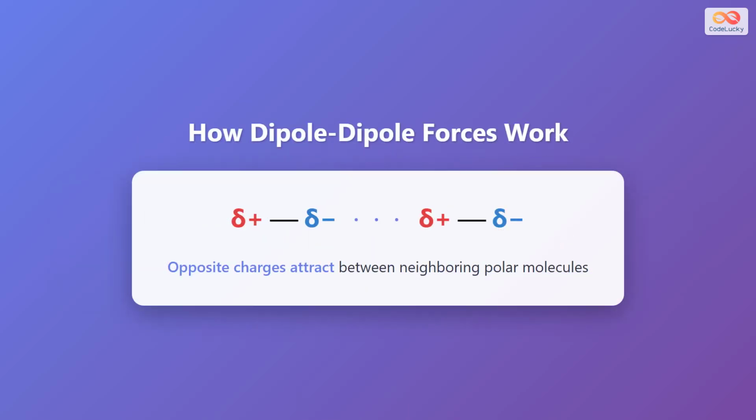Dipole-dipole forces work through a simple principle. Opposite charges attract. When polar molecules come close to each other, the positive end of one molecule is attracted to the negative end of another molecule. This creates an electrostatic attraction between the molecules. The dotted line between molecules represents this intermolecular force. Multiple molecules can align themselves in a way that maximizes these favorable interactions, leading to stronger overall attractions.